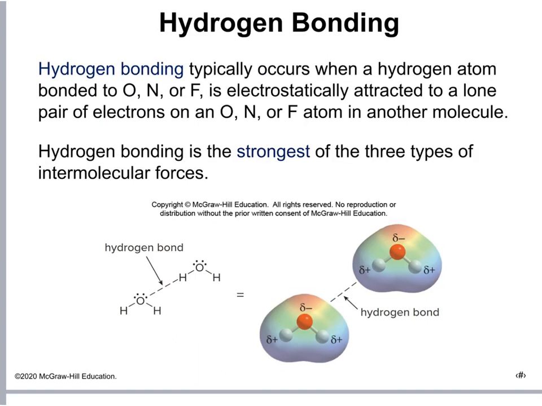Hydrogen bonding, like I said, you've got to have a hydrogen atom bonded to either oxygen, nitrogen, or fluorine. So water, this is an example, and you see the dotted line here. That's indicative of hydrogen bonding. Water has 2 hydrogen bonds.